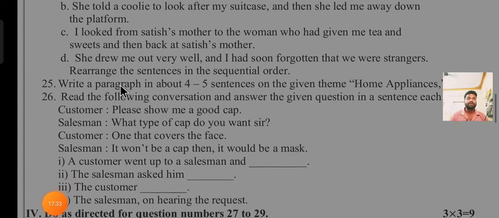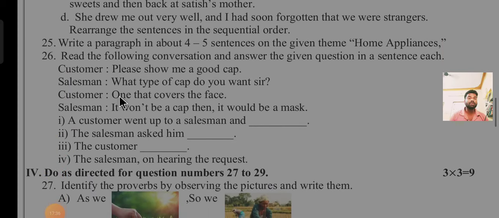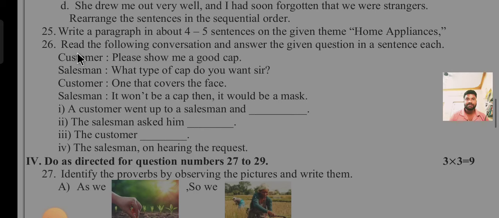Next, write a paragraph of about 4-5 sentences on the given theme, home appliances. Next, you can write 26.